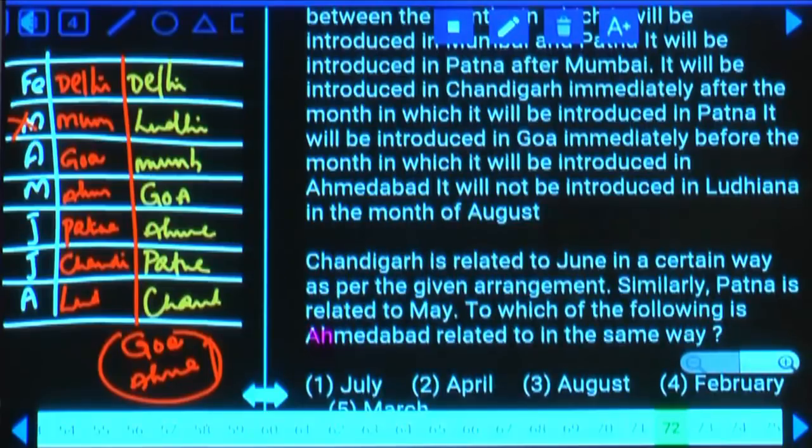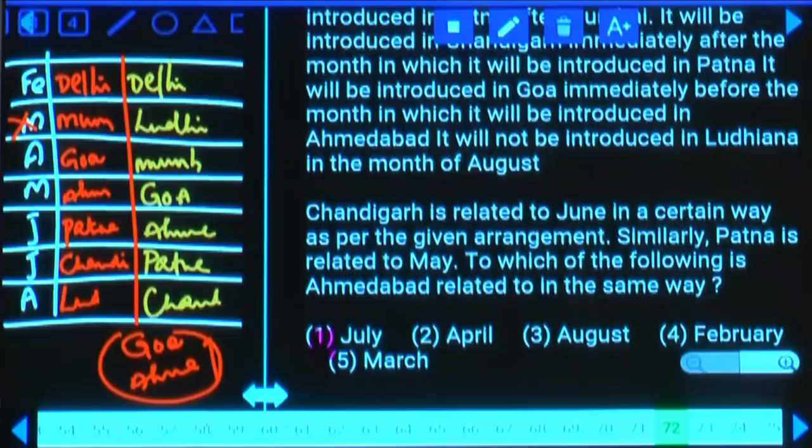Then question number 72. Chandigarh is related to June, meaning June and Chandigarh. That means Chandigarh is 2 months after June, in a certain way.